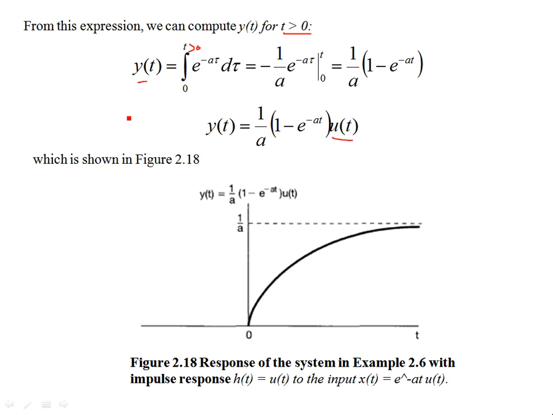But as t approaches infinity, the area that is accumulated under the curve becomes finite. This becomes equal to 1 over a. This is the response of the system in example 2.6, with the impulse response h of t equal to u of t and the input x of t equal to e to the minus at, u of t.